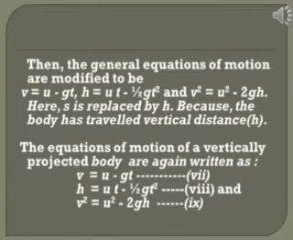The equations of motion of a vertically projected body are again written as v = u - gt, this is equation number 7; h = ut - 1/2 gt², this is equation number 8; and v² = u² - 2gh, this is equation number 9.